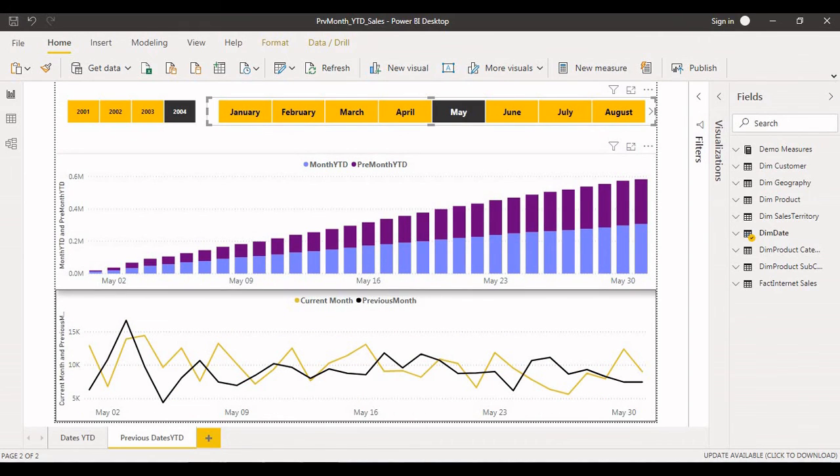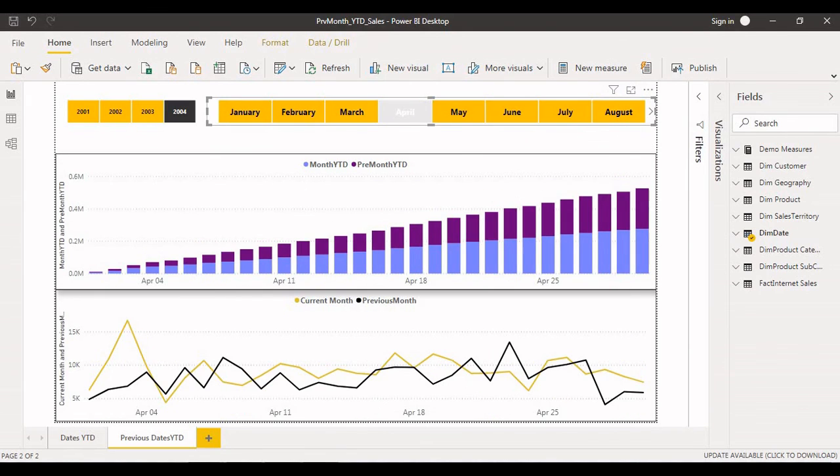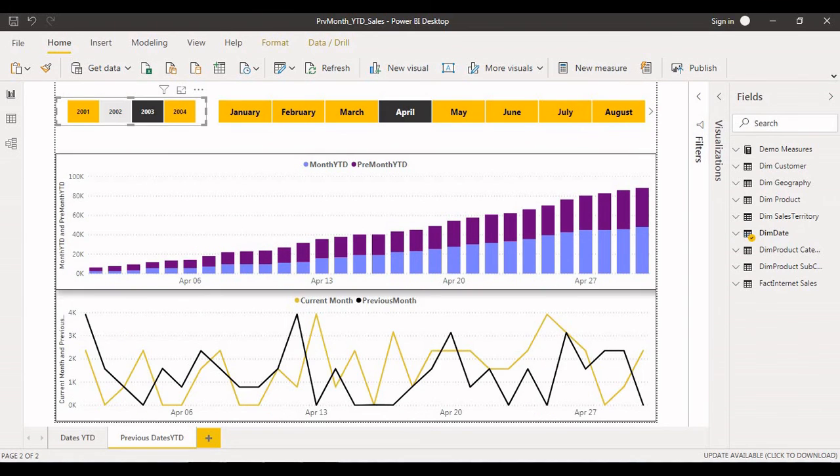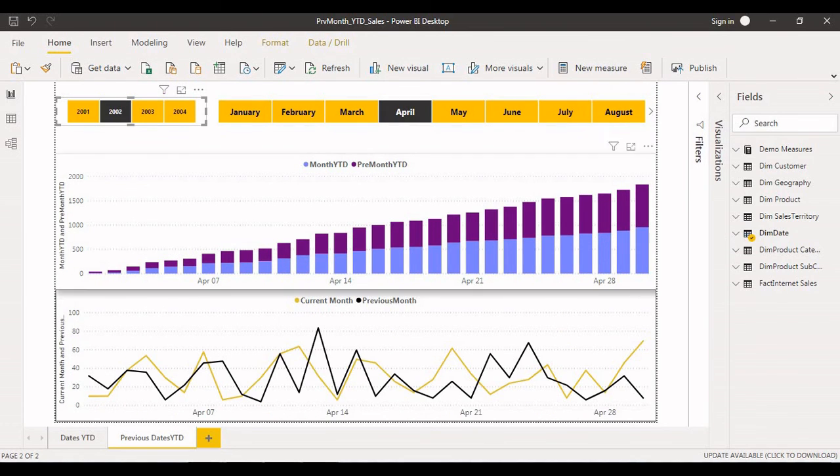Now you can see this is the month YTD, this is the previous month YTD. So this is 188, this is 210, so the month YTD is bigger. So likewise we can understand the data based on our requirement.